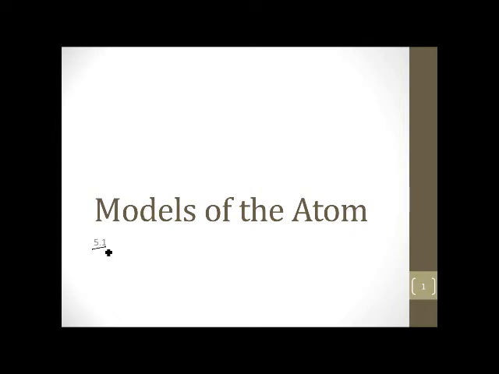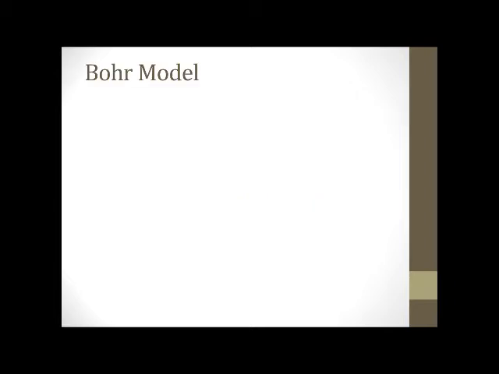All right, so here we go with 5.1, models of the atom. Now, we talked a little bit about Democritus and Rutherford and whatnot, and that kind of helped us get to a place of understanding a little more about the nucleus, but not a whole lot about the electrons.